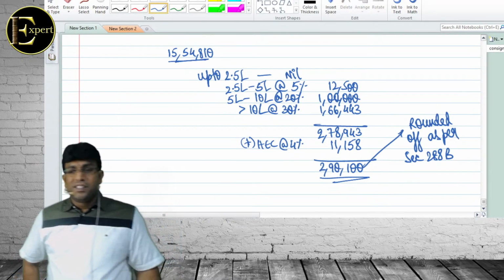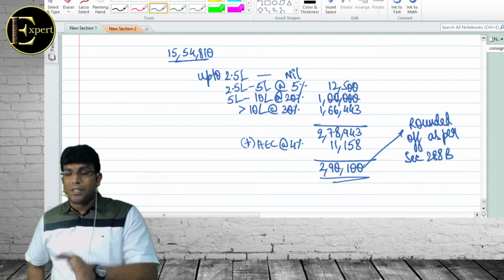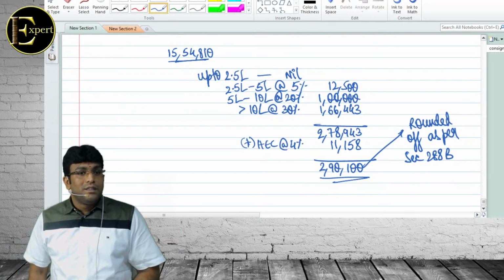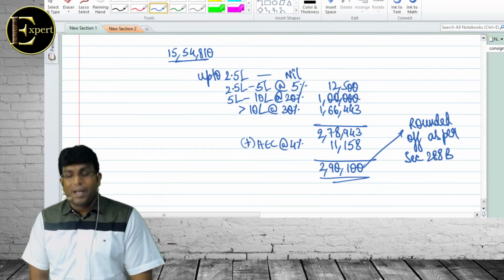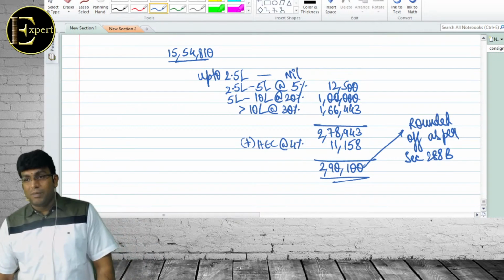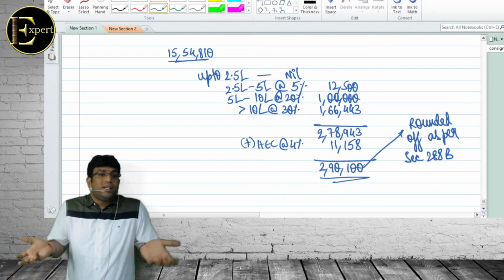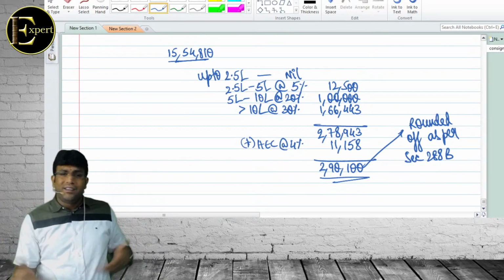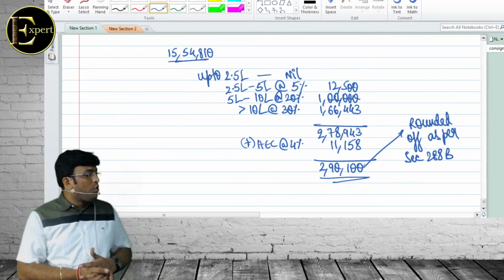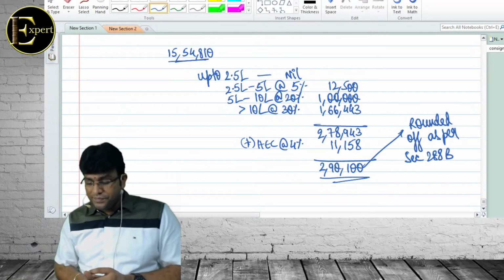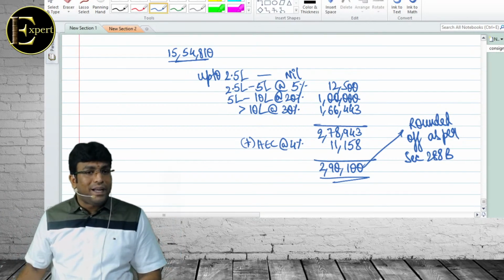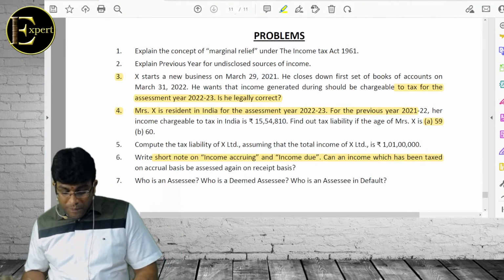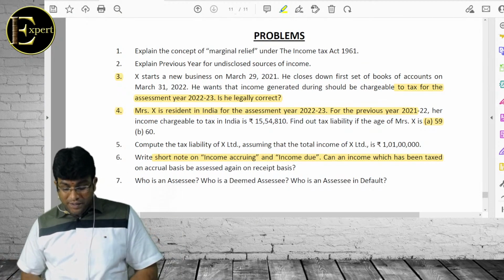Okay? If it is 60 years, what will happen? Everything will remain the same, only 2,500 less at the start. Right? Instead of 12,500 the start will be 10,000, because up to 2.5 lakhs is nil here. Once you become a senior, up to 3 lakh is nil. So it makes a difference of only 2,500. That's it. Rest of the story remains the same. Clear? Can I go back? Done. Thank you.